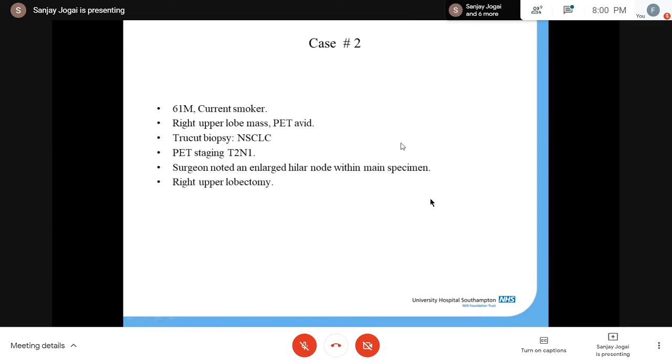Dr. Jogai: Thank you. So case number 2 is a 61-year-old male who is a current smoker. There was a right upper lobe mass which was PET avid. A Trucut biopsy was done which reported as a non-small cell carcinoma, and the PET staging showed a T2N1 tumor, and the surgeon noted an enlarged lymph node within the main specimen and sent us the right upper lobectomy.